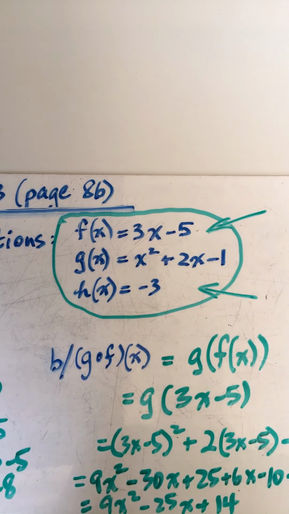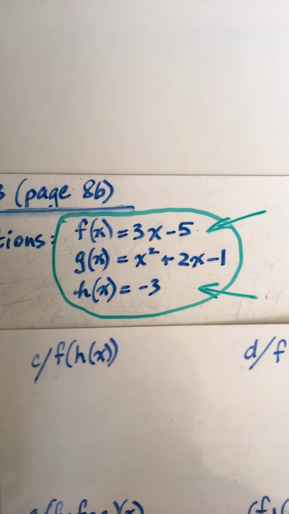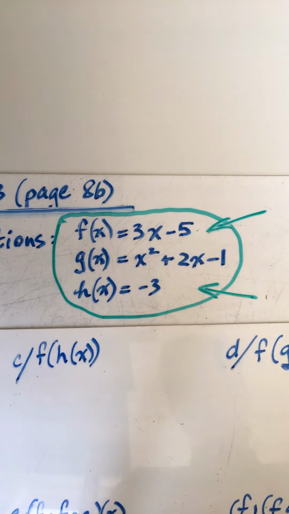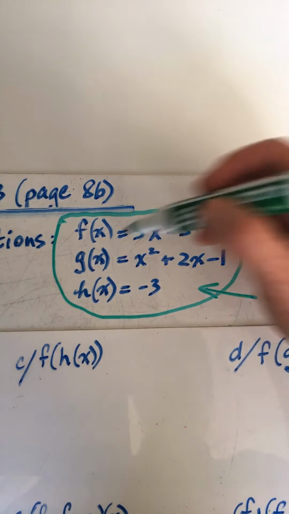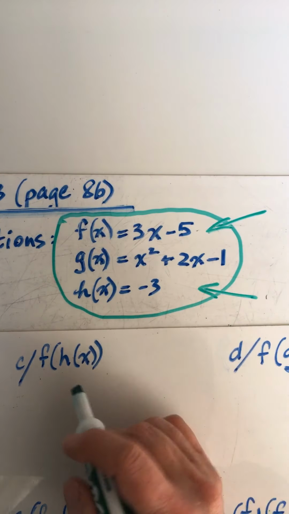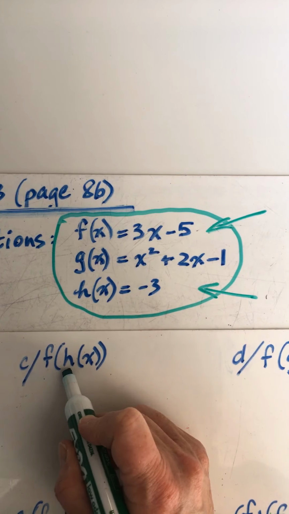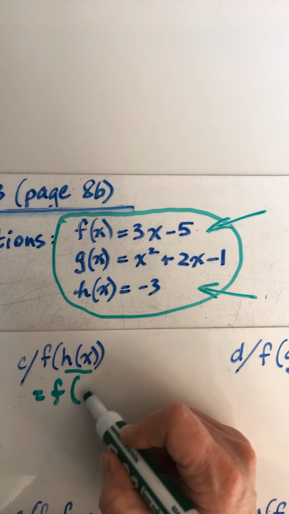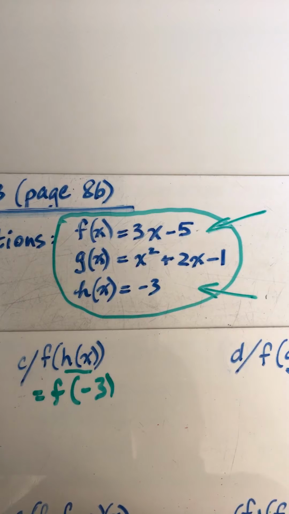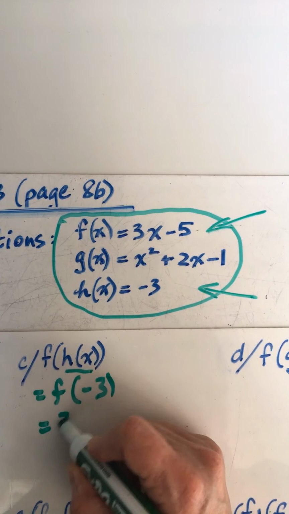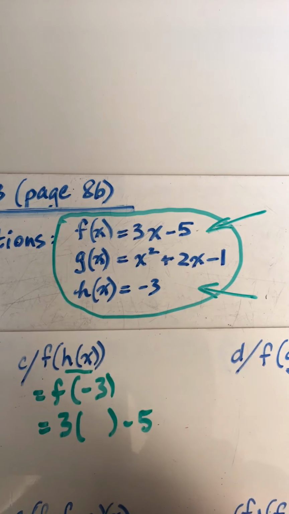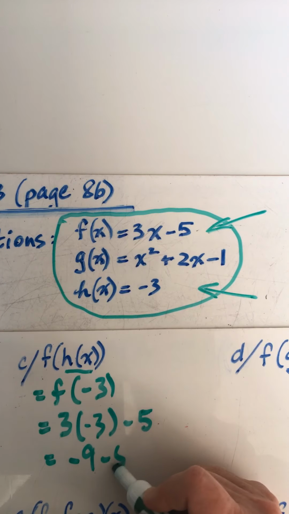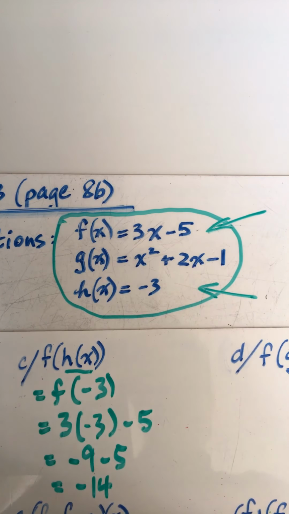Now, let's go on to part C. Here we have f of h of x. So we look to our definition of what the f function is, there it is, and we look for our h function, those are the two we're working with. There's h of x. Well, h of x is equal to negative 3. So this is the same as saying f of negative 3, which we already know how to do. Take the f function, wherever there was an x, make a bracket, put that number in there, and solve. So negative 9, subtract 5, negative 14.